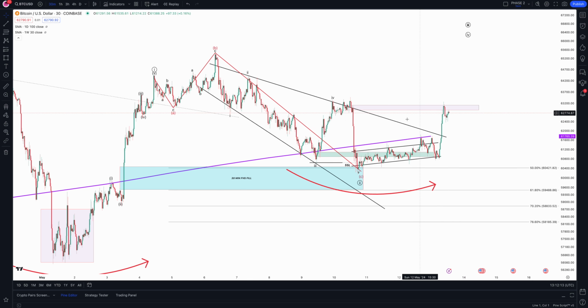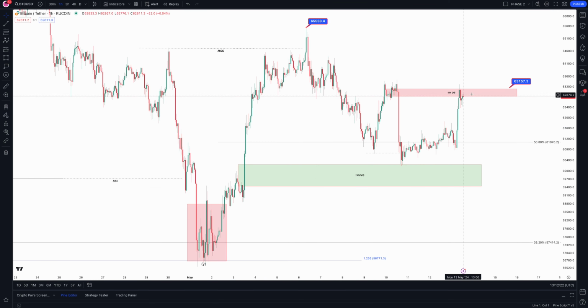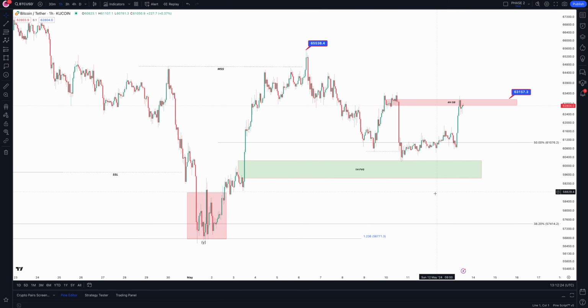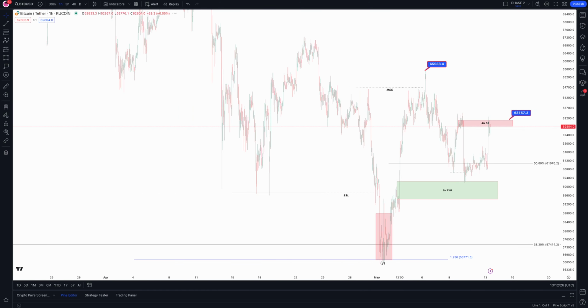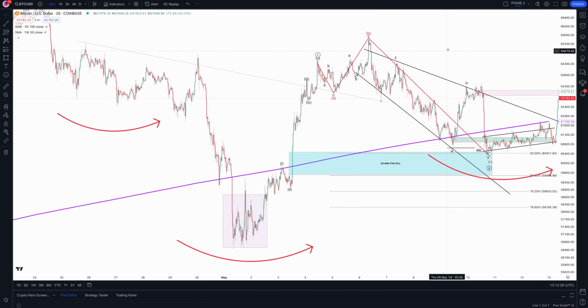Now we're above the outer boundary of this wedge, currently finding resistance on this 4-hour OB, and once you get over it, then it's game on. Okay, at 63,157. What we also notice is an inverted head and shoulders pattern.